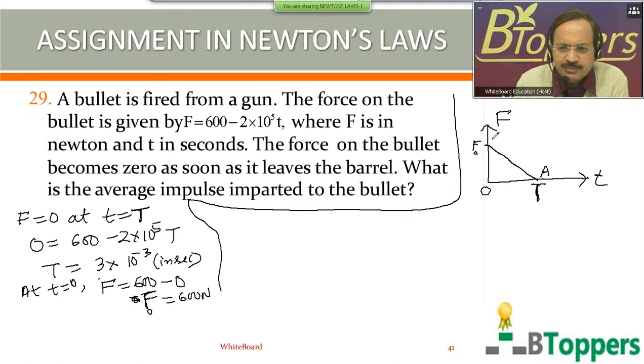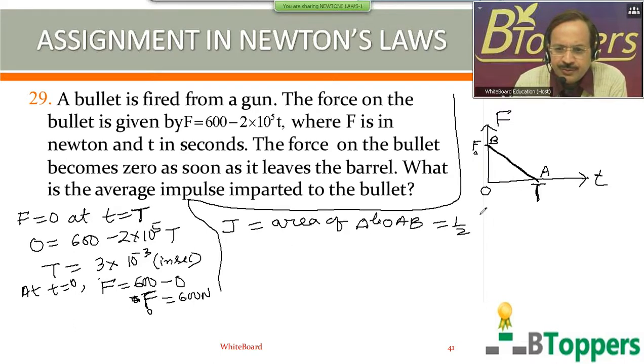So the straight line AB represents the graph with force along the y-axis and time along the x-axis. As I discussed earlier, the area under the force time graph and the time axis gives the impulse. So impulse J equal to the area of triangle OAB. The area of triangle OAB equals half into base into height. That is base OA into height OB.